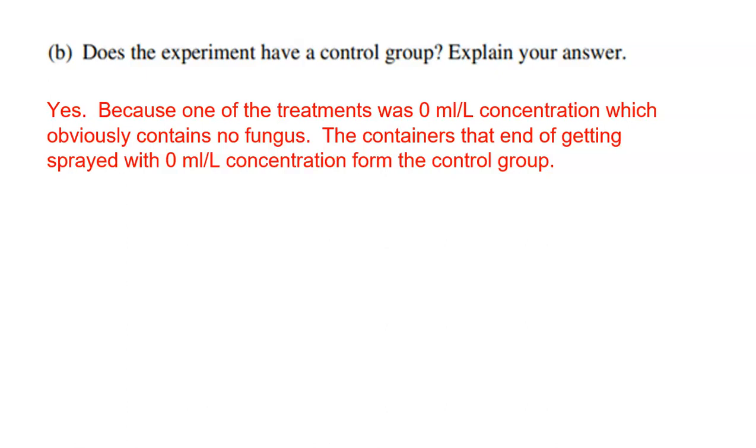So any container that ends up getting that concentration level will serve as the control group, because the control group is a group that gets nothing that you compare to for analysis. Because maybe you find out that the fungus makes things worse and having no fungus is actually better. But without the control group here, we would not know that.